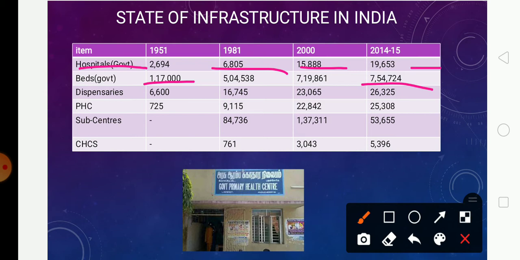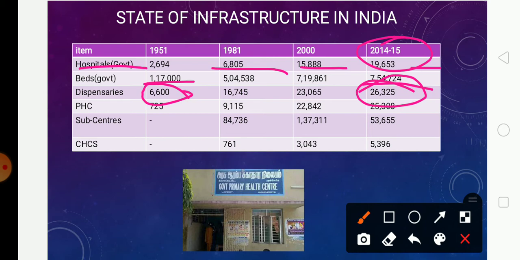But still, due to this COVID, our people are suffering, that is due to lack of beds. You should note that this is not the recent update, just 2014 and 15. So dispensaries, that is small clinics, 6,600 clinics were there in 1951, and now it has increased to 26,325 clinics, that is dispensaries.